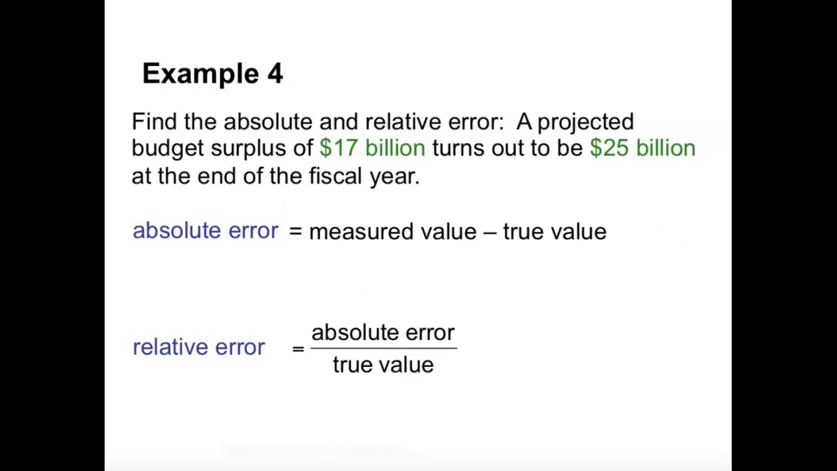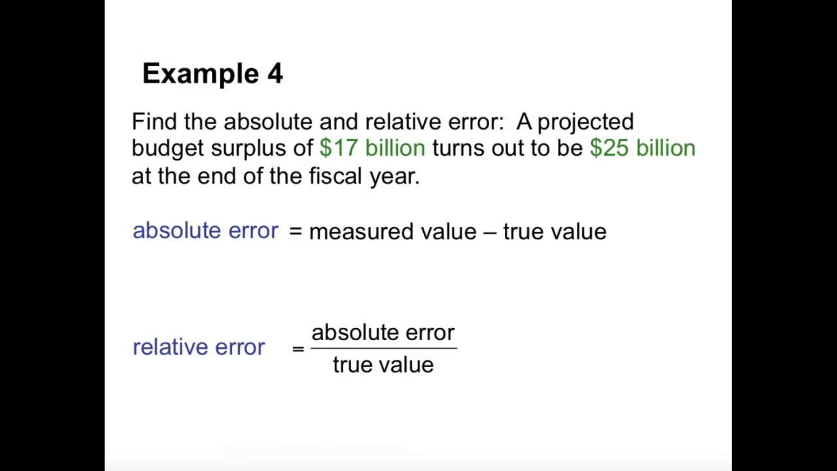All right, so let's do an example where we find these. A projected budget surplus of 17 billion turns out to be 25 billion at the end of the fiscal year. So in this case, the projection is going to be our measured value, and then what actually happened is going to be our true value. That may seem weird because it's not a measurement, it's a projection, but it's easy enough if you just figure out what the true value is first, then the other one has to be the measured value.